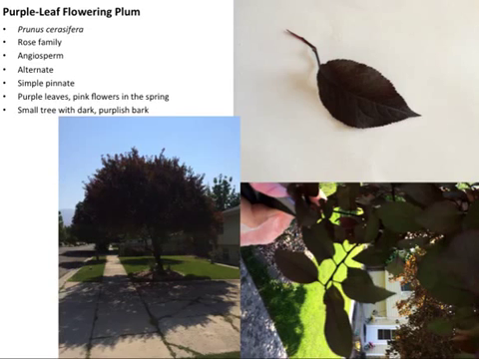Purple leaf flowering plum is Prunus cerasifera. It's in the rose family. It's an angiosperm. It has alternate leaf arrangement, which you can see here, and it is simple pinnate. It has purple leaves, so it's one of the few purple leaf plants we have in our group of plants, and it gets pretty pink flowers in the spring.